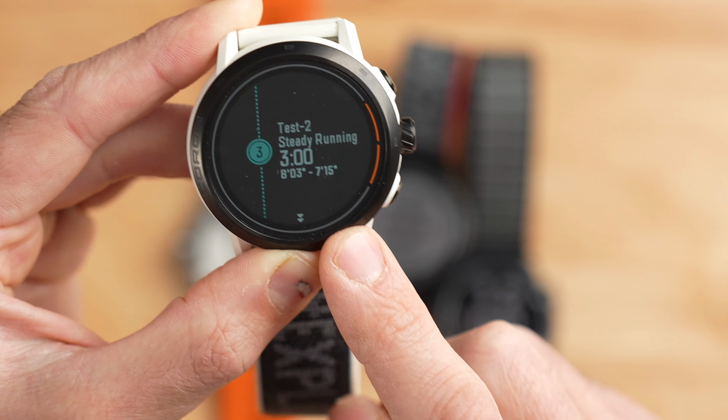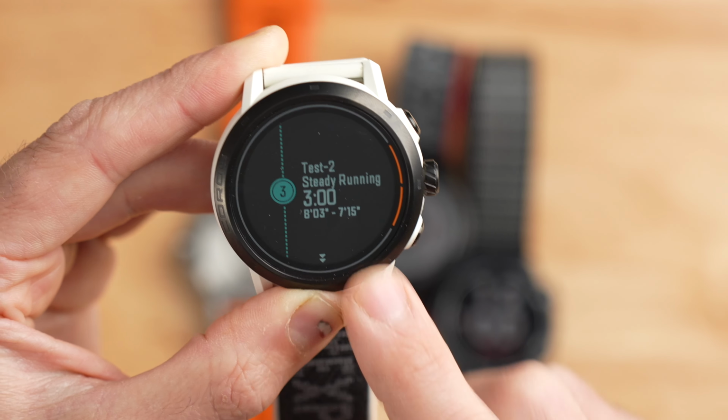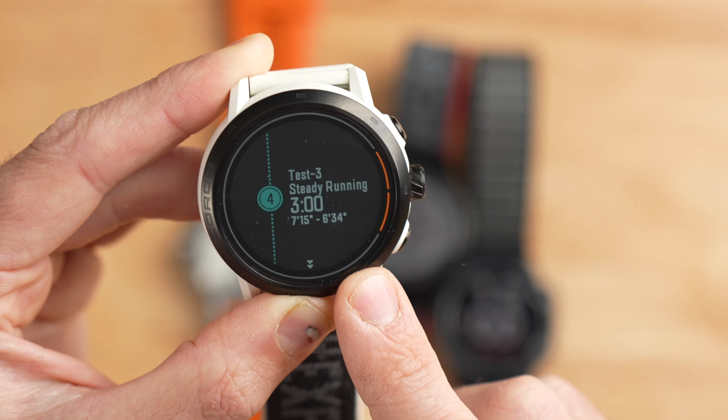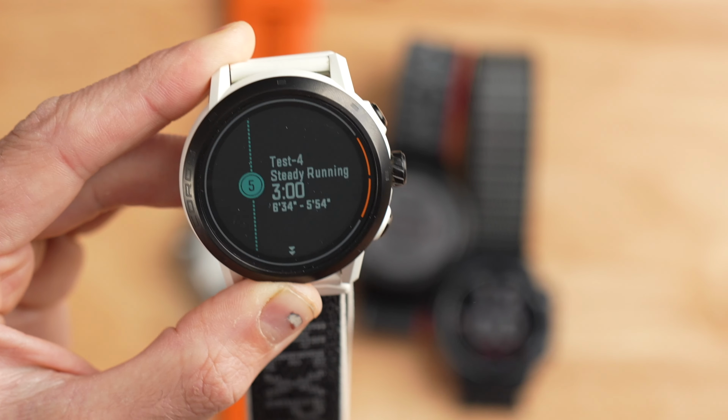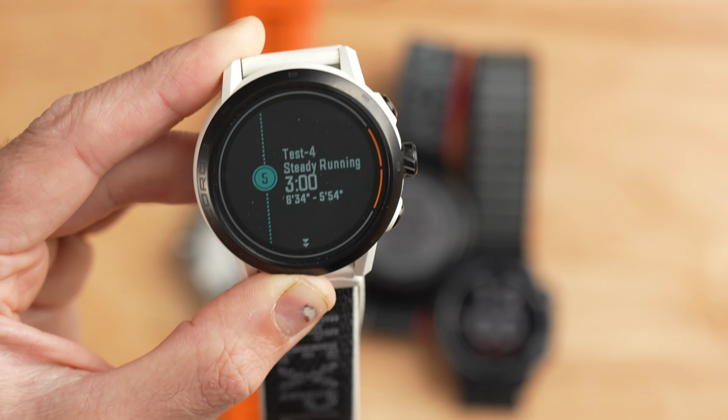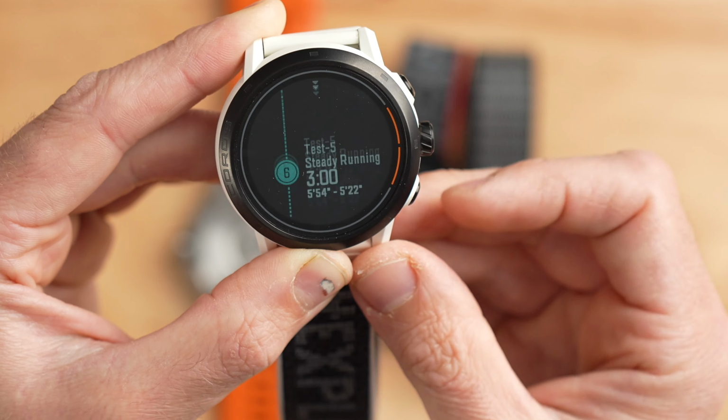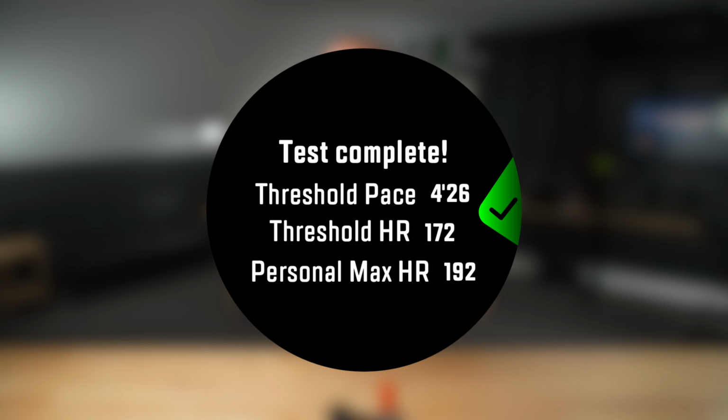Then we go to test 2, 3 minutes at an 8:03 to 7:15 pace. Test 3 is 3 minutes at a 7:15 to 6:34 pace. And you get the idea, each phase of this test gets a little bit faster. The reason why you do this running fitness test is because it will actually give you your lactate threshold pace along with your lactate threshold heart rate. Again, I've only had this firmware for about a day and I haven't been able to perform this test, but I am going to give it a shot soon, and then I'll get back to you in a future video on what kind of information I actually get from it.